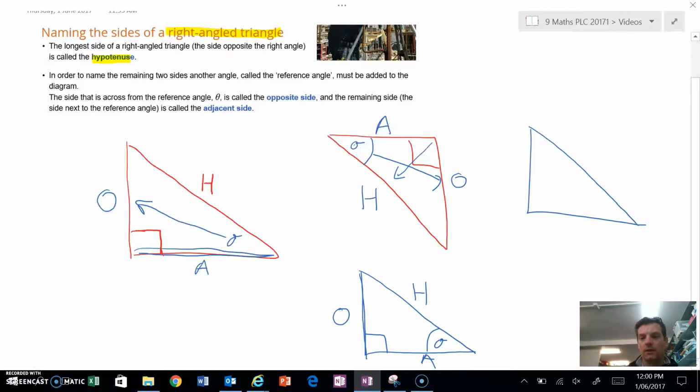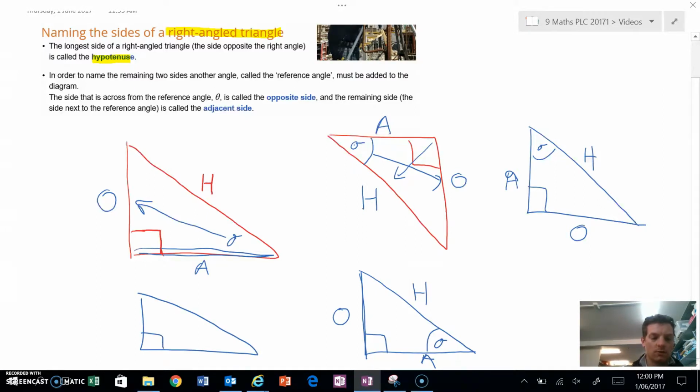Okay, let's just do one more of those. Again, we have our right-angled triangle, and we're told that this is the opposite. That would mean our angle is up in the top corner here, which means we have our adjacent and our hypotenuse. So one more, to finish.